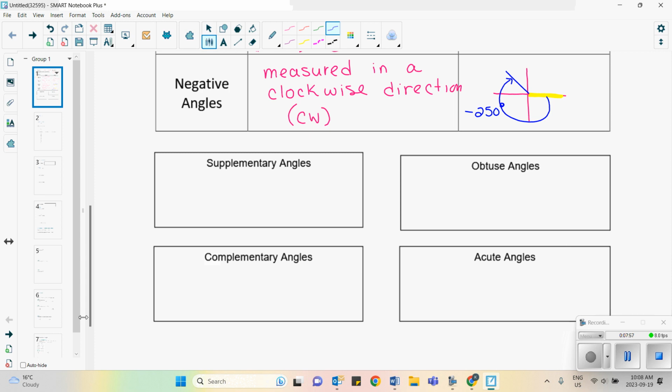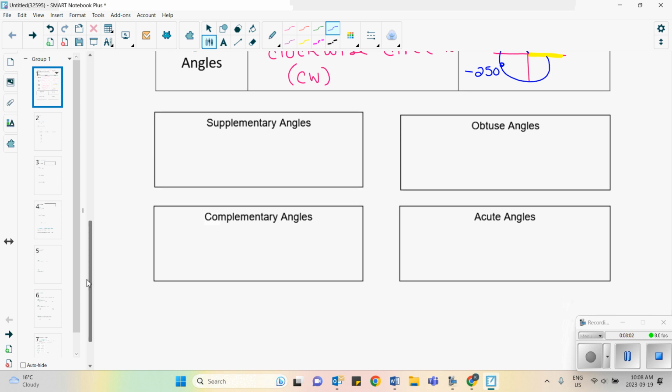Obtuse angles. Maybe let's go to acute angles. What are acute angles? Less than 90. Angles that are less than 90 degrees go between 0 and 90 in a positive measure.